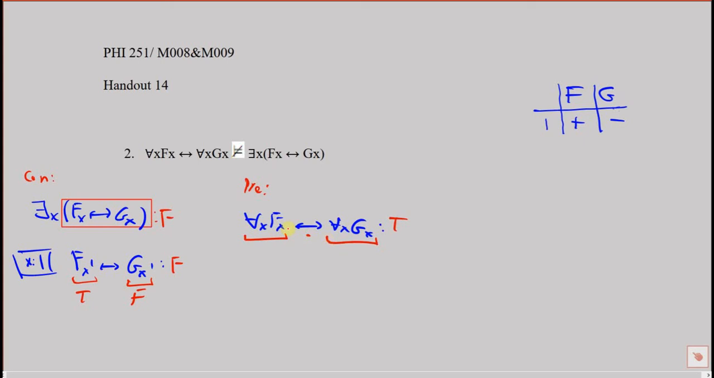Okay, so let's see if that is the case. The first part says that everything is f, which is true at this moment. The second part says that everything is g, which is false, right? So the two parts have different truth values. So the premise is going to be false on this interpretation at this point. Okay, so that's why we fail, right?